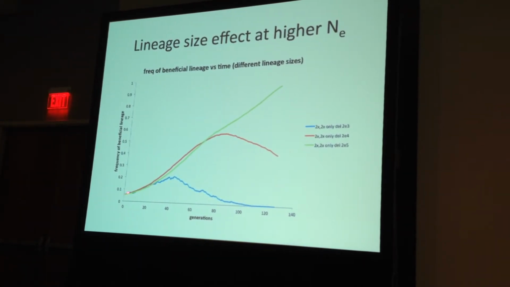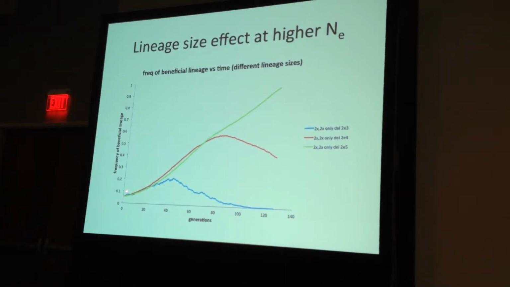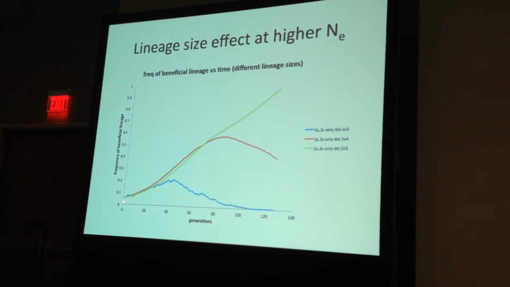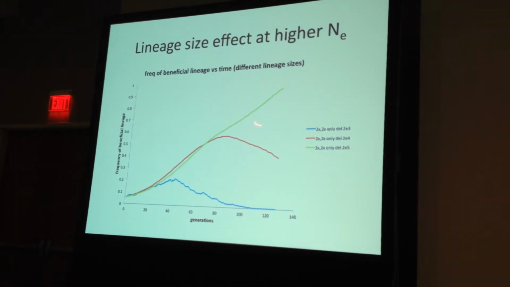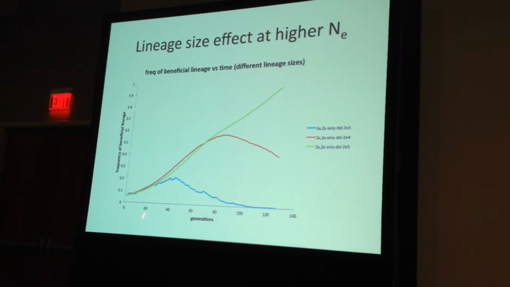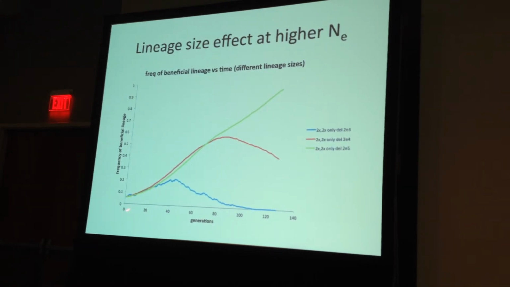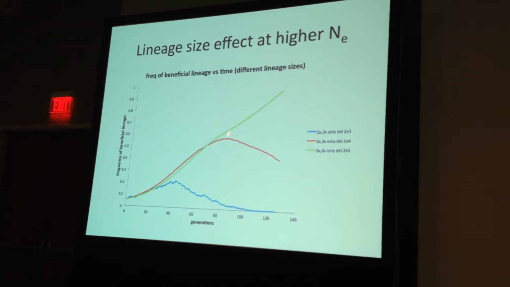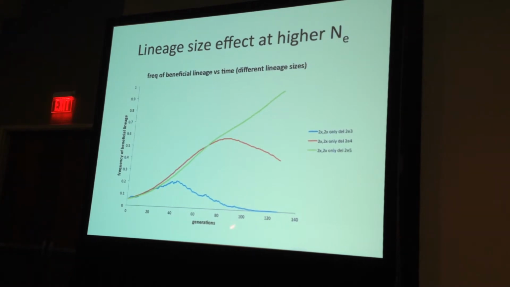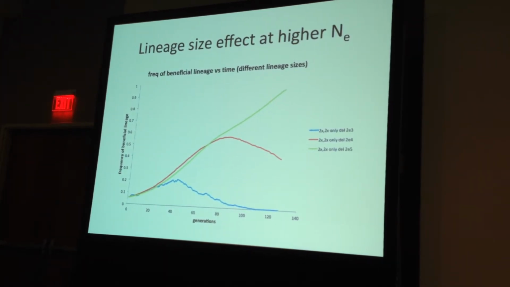The total population size is 20,000 individuals, and as far as the beneficial lineage goes, 5% of that is 1,000 individuals. The green line is 200,000 individuals in total, but the number of beneficial mutants is 10,000. So as the lineage size increases, you can see that the fates, or the evolutionary dynamics, in these three populations are completely different.